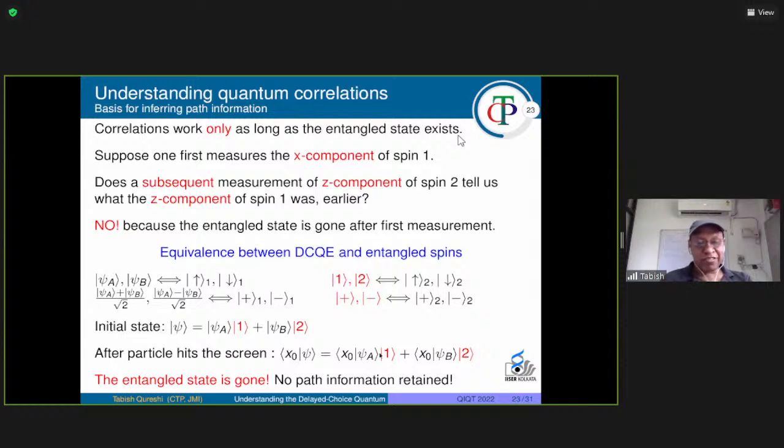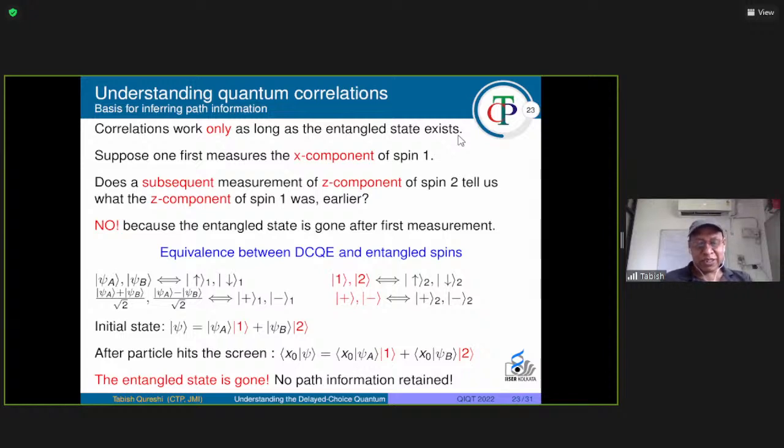So after the particle has hit the screen, you cannot use entanglement to infer path information on that. So already you can see where is the fallacy of this earlier argument. They said that after the particle hits the screen, you can choose whether you want to measure P or Q. So already you can see that there is a problem with that logic.